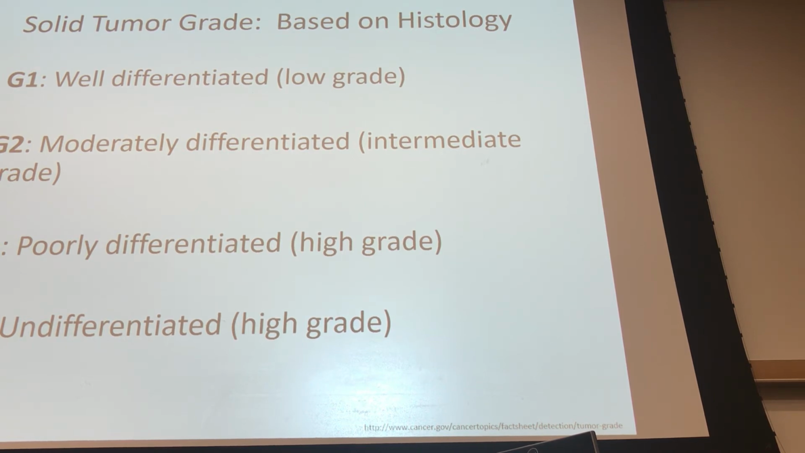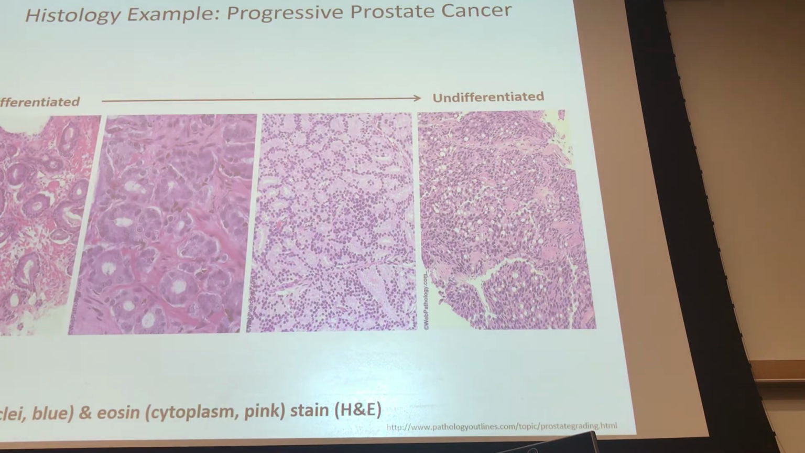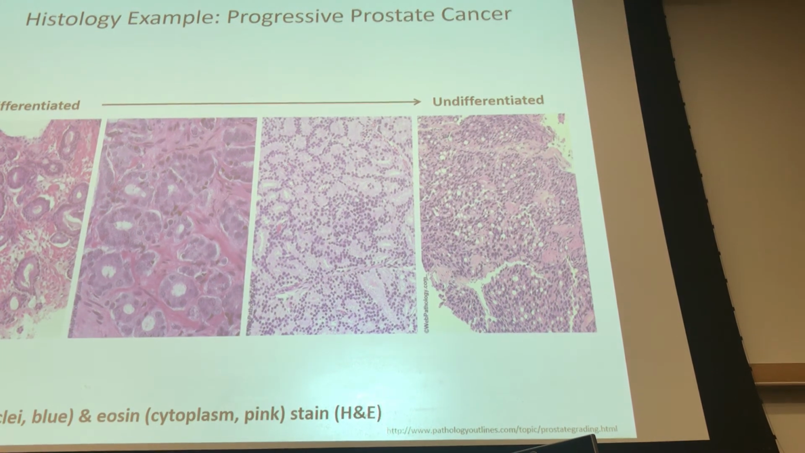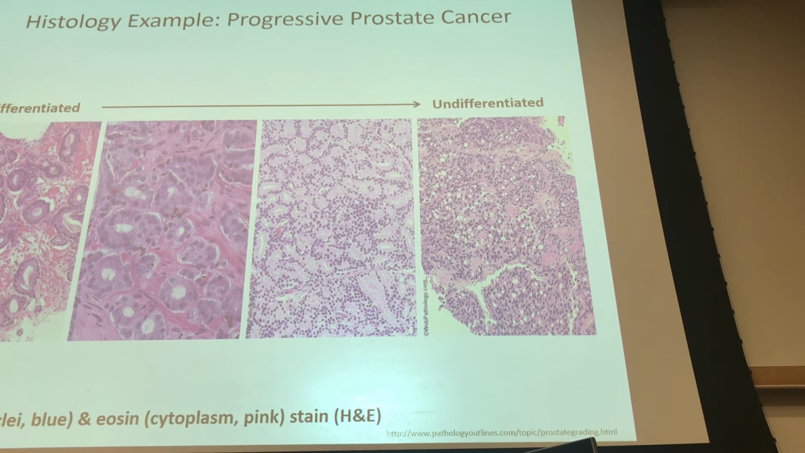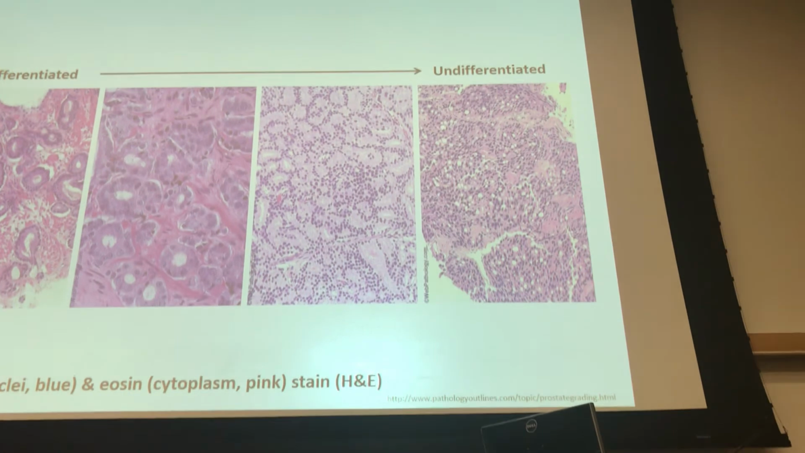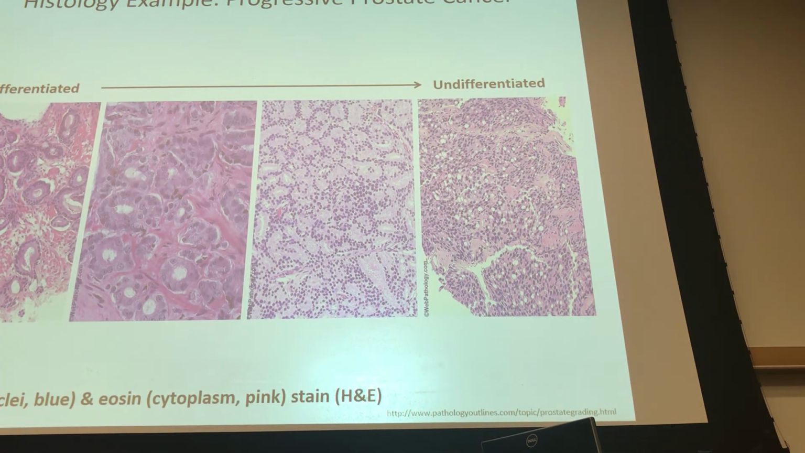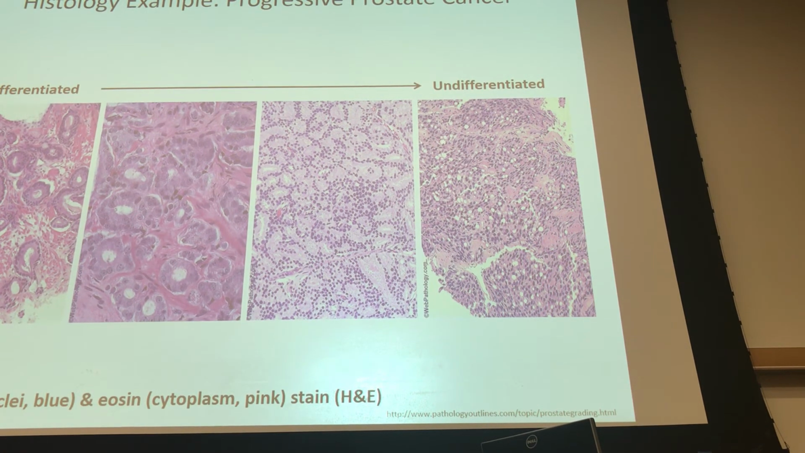So here is the grading system that we use for prostate cancer. It's called the Gleason, but here's the differentiation. So here you can see this is differentiated, so you can see all the ducts, right? So these are prostate glands here. As it starts to get undifferentiated, if you compare this picture to this picture, this would be considered G4, right? So this is G1, and this would be like a G4 here.